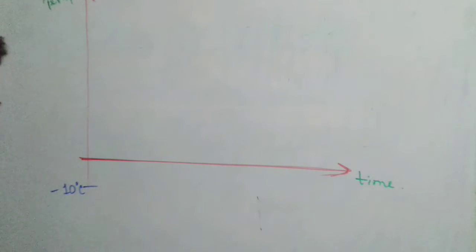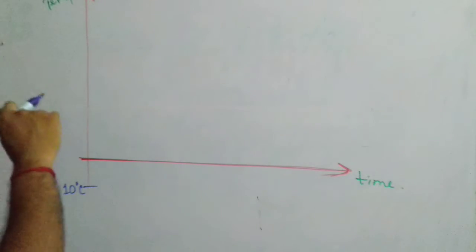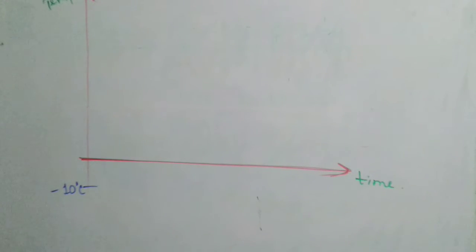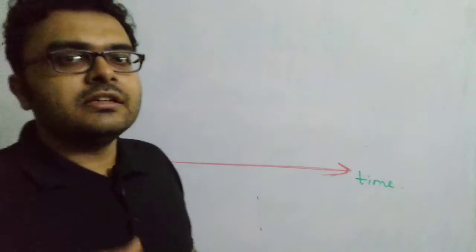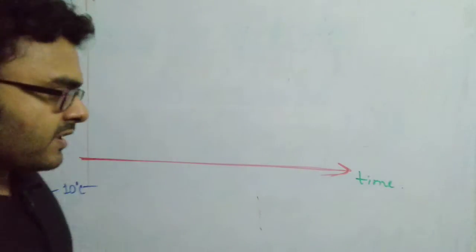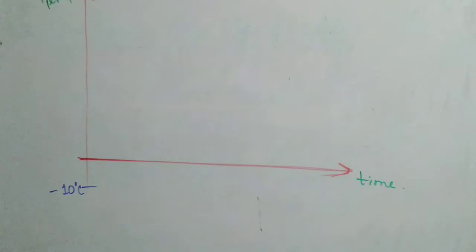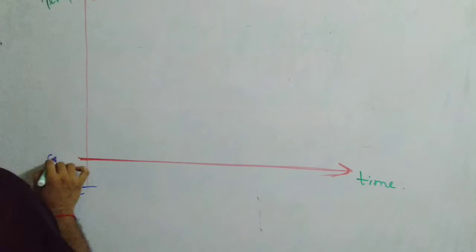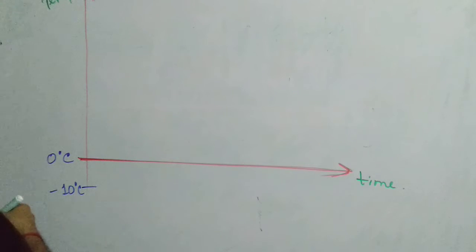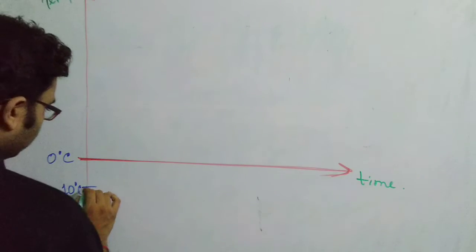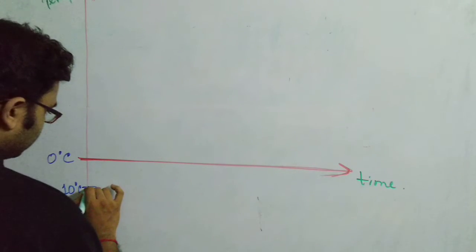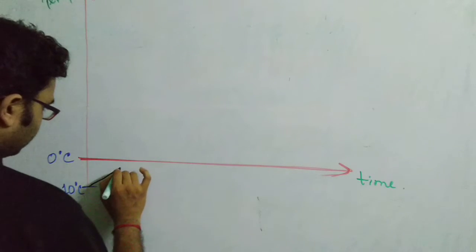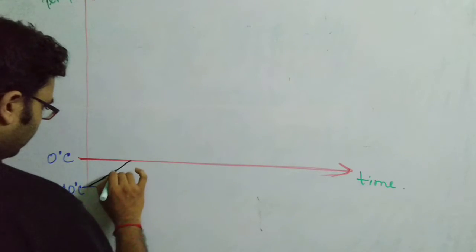So when you start heating ice at minus 10 degree centigrade, its temperature slowly starts increasing. With progress of time, the temperature keeps on increasing, so the graph will be something like this. This x-axis line represents 0 degree centigrade. When you start heating ice from minus 10 degree centigrade, the temperature slowly increases and reaches this point.